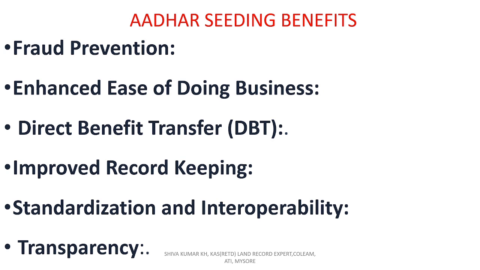Then, standardization and interoperability. Assigning a unique land parcel identification number, that is ULPIN, to each land parcel and linking it with the Aadhar standardizes the data and enhances accessibility across the department. This integration promotes interoperability, streamlining land records management for greater efficiency.